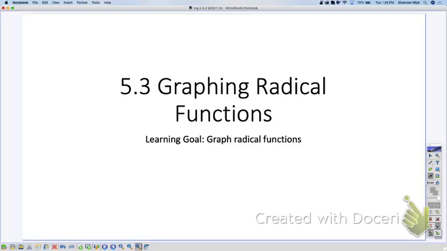That's very easy. Okay, 5-3, graphing radical functions. We are only going to do what kind of radicals? Square roots. We are not doing cube roots. We are only doing square roots.